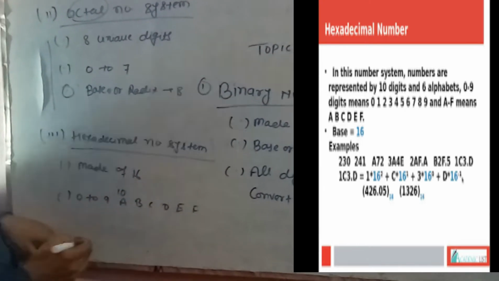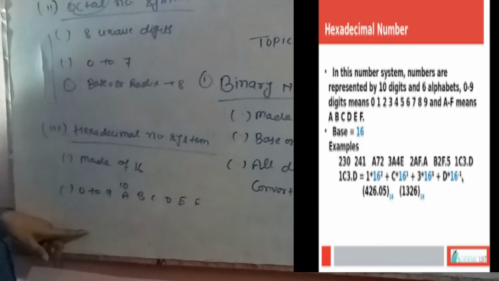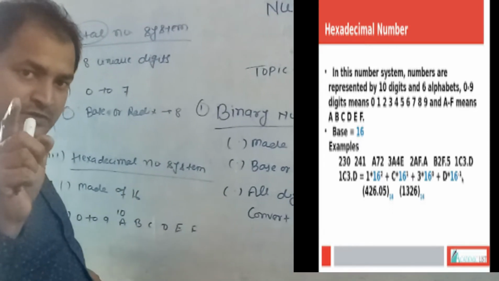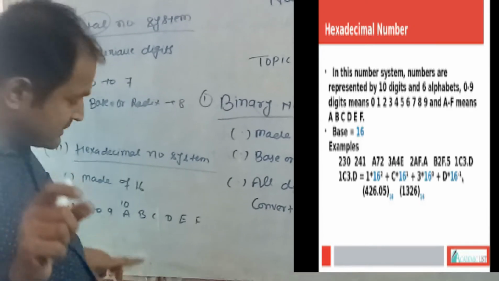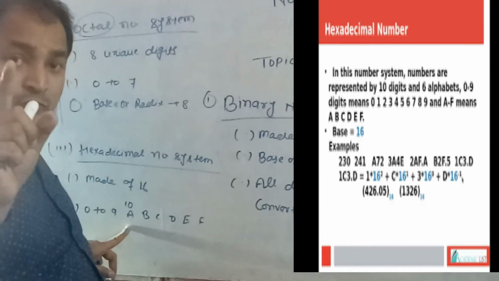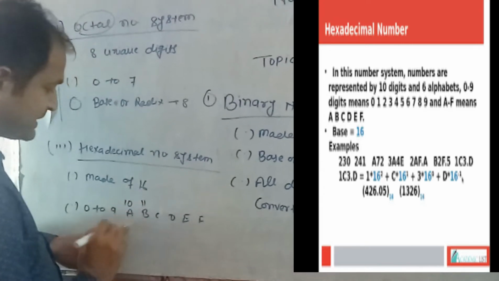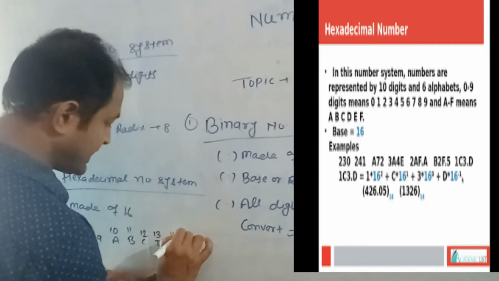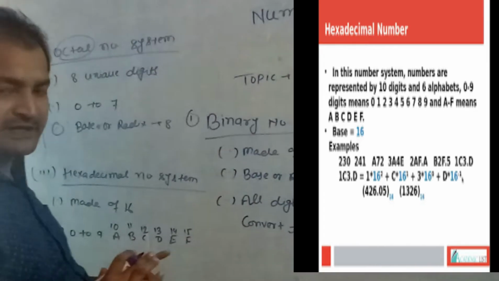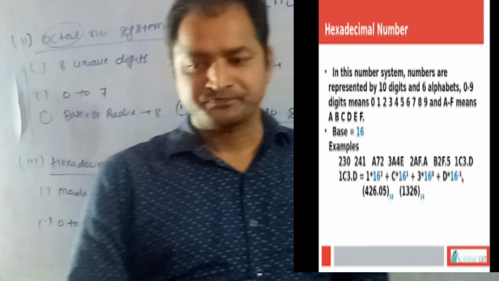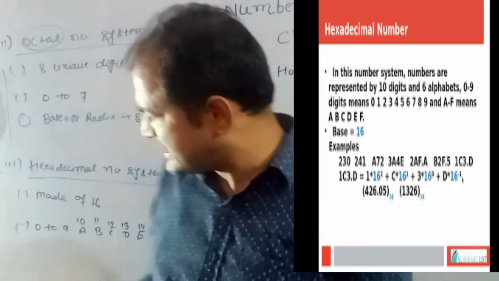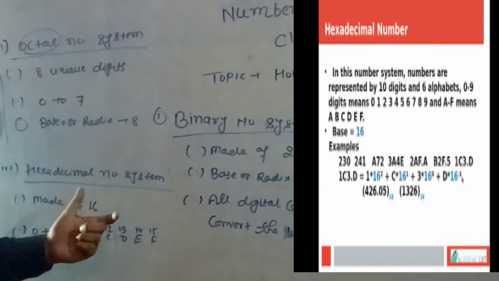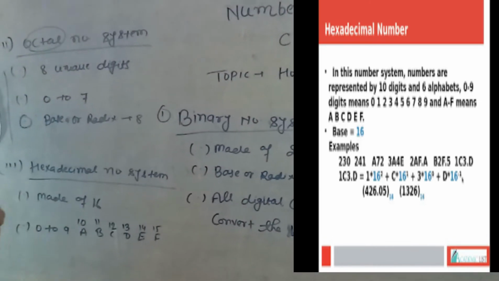Do not write down 10. Suppose you convert to the hexadecimal number system, always remember 10 represents A, 11 represents B, 12 represents C, 13 D, 14 E, and 15 F. I hope every student agrees. This is the hexadecimal number system. I discussed all these points: binary, octal, and hexa.